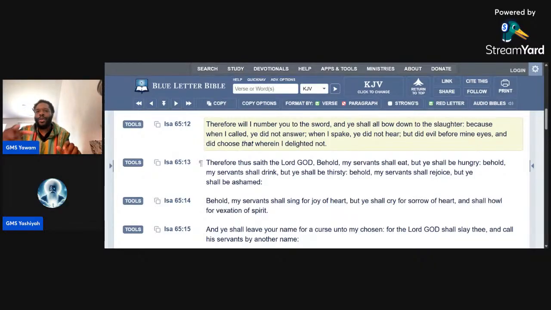So going back into verse 14, it says, "Behold, my servant shall sing for joy of heart, but ye shall cry for sorrow of heart, and shall howl for vexation of spirit." So ultimately, they made America, Babylon the Great, their rest. Being that they did that, ultimately they're going to have to reap the reward of that. They're not going to be delivered in these times.